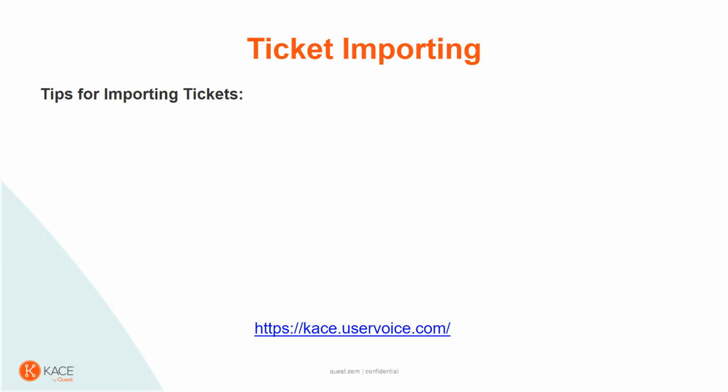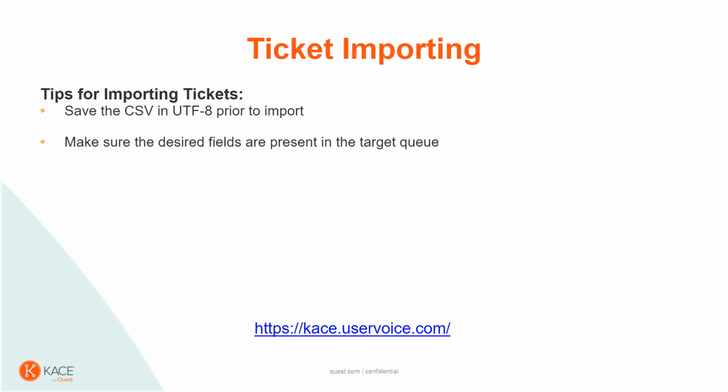Here are some tips for using this feature for the first time to transfer tickets from another ticketing system into the KACE SMA. Make sure to save the CSV file with UTF-8 encoding prior to importing into the KACE SMA. Other encoding may result in import failures. Make sure the fields you want to retain from the old ticket system have already been created in the KACE Service Desk queue you will be importing data into.